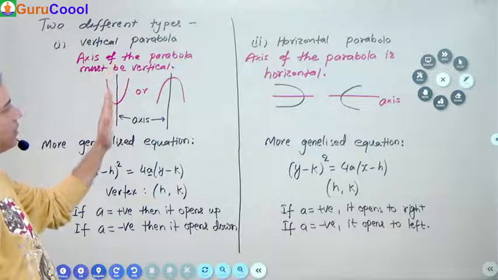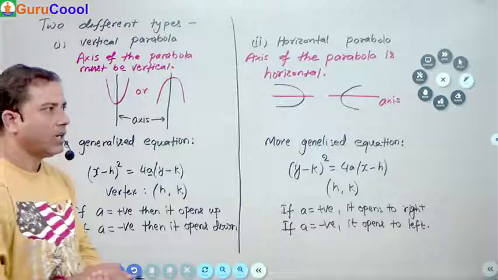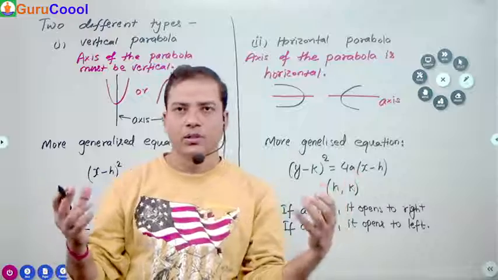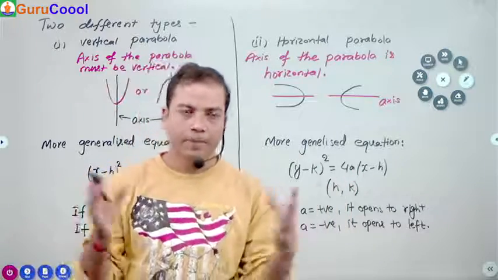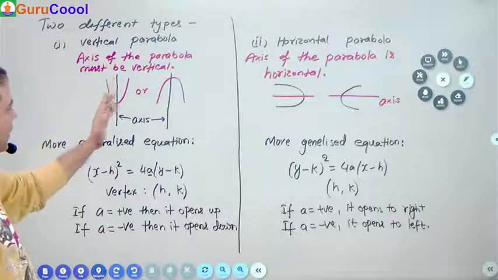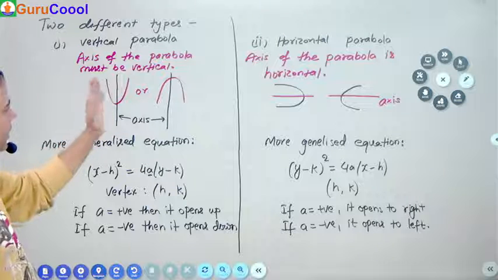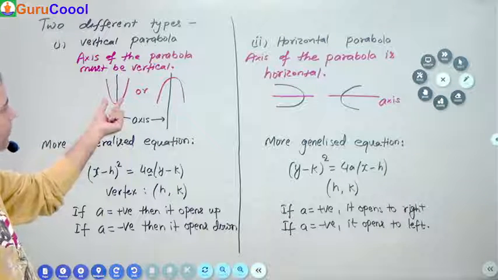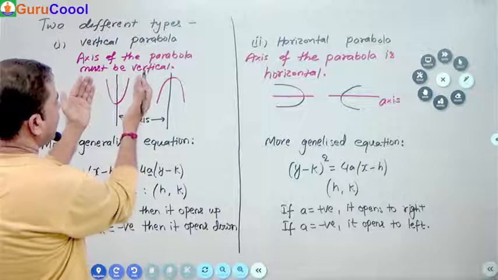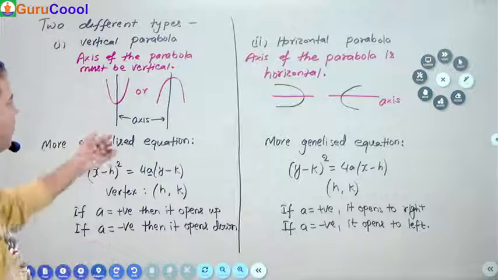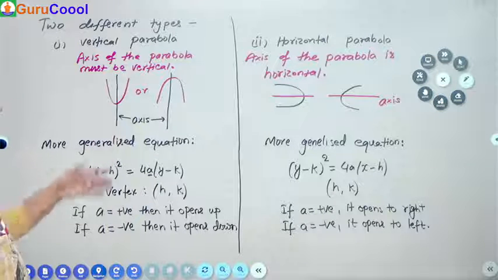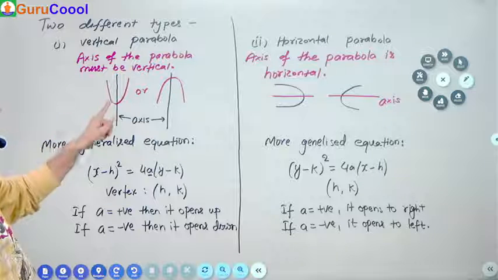Axis means symmetrical axis. Like you might have studied about symmetrical lines. A symmetrical line divides the shape into two congruent parts. They can overlap with each other. So in a parabola, if you draw this line, the two parts, left and right parts, remain always identical, congruent. If you fold the paper here, the right part and left part will overlap each other. This is the meaning of axis. This line is the axis, symmetrical axis, symmetrical line. So if the axis is vertical, parabola is vertical.